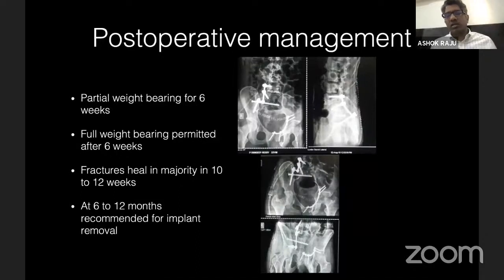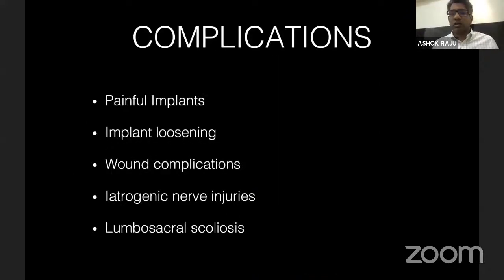Postoperatively, I think it is the best fixation. It has got maximum stability. So, if the other injuries permit, you can do partial weight bearing for the first 6 weeks, followed by full weight bearing at the second 6 weeks. By the end of 3 months, they are fully weight bearing and the fracture generally heals by 10 to 12 weeks. But it's recommended that you remove the implants, especially the lumbosacral implants, by the end of 6 to 12 months. What are the complications?